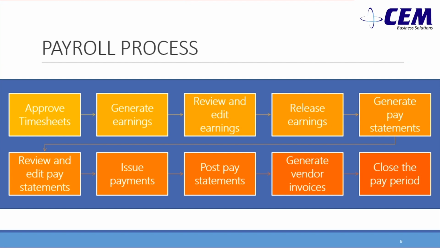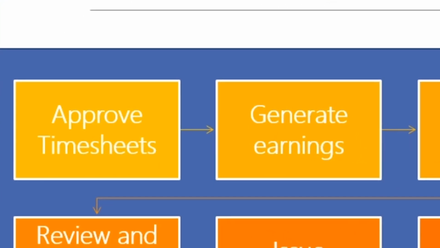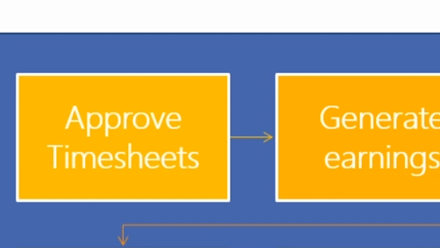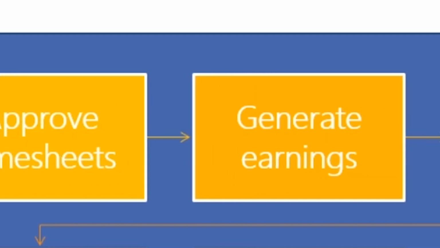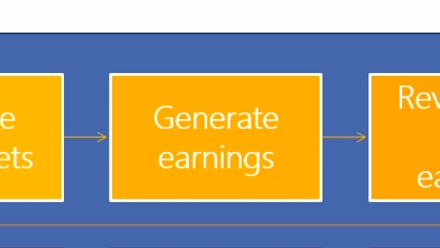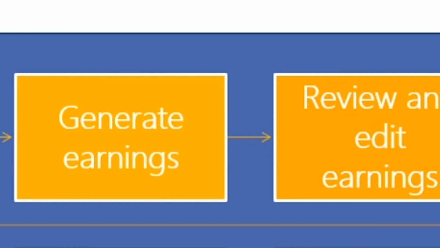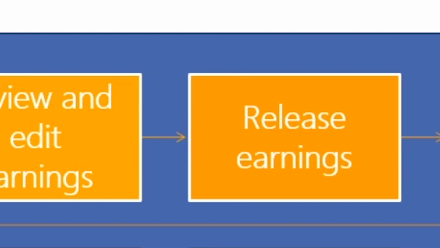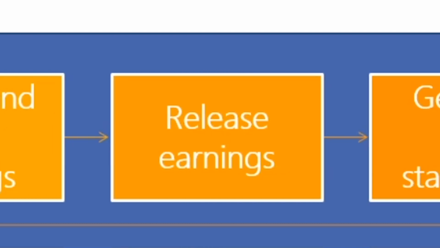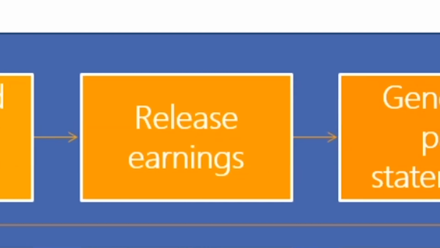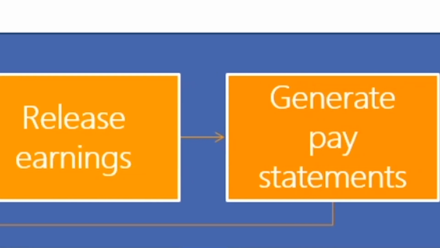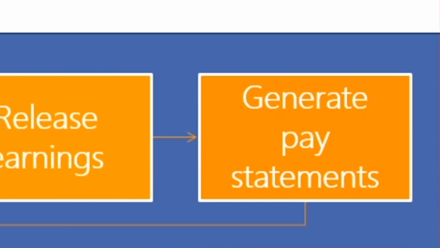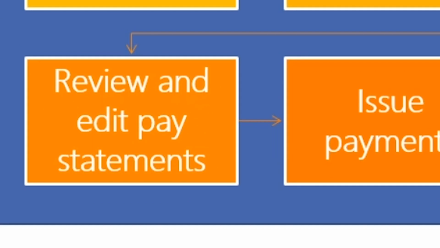The payroll process is, if you have a timesheet, it'll start with the approval of your timesheet. If you do not have a timesheet, it'll just start with the generating of your earnings from your salary. And once your earnings are generated into the earnings statement, then that earnings statement can be reviewed or edited if it should need to be edited. Your earnings will get released. Your pay statement will then get generated. The pay statement will then get reviewed, and if need be, it'll be edited and then regenerated.